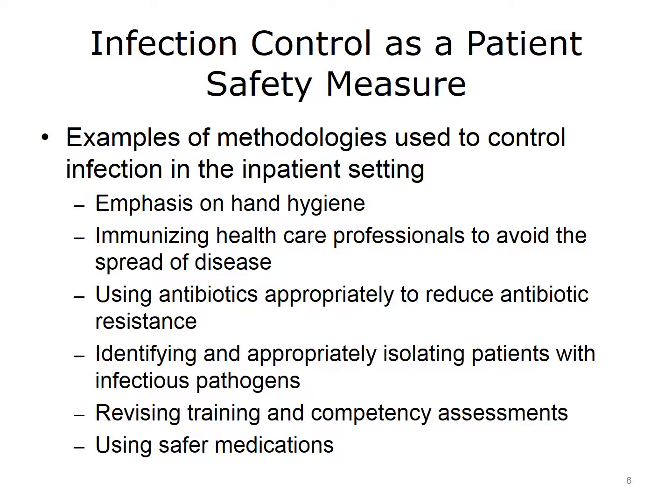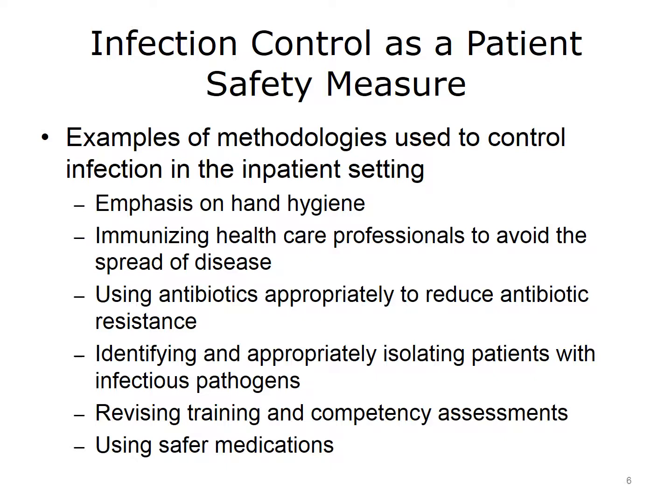Hospital-acquired infections can be dangerous and even fatal. Controlling infections in the hospital setting is an important patient safety measure, and many methods have been used to address this issue. One focus has been on improving hand hygiene. Clinicians are encouraged to follow good hand-washing practices, and compliance has improved after the addition of waterless hand rubs as opposed to using soap and water.